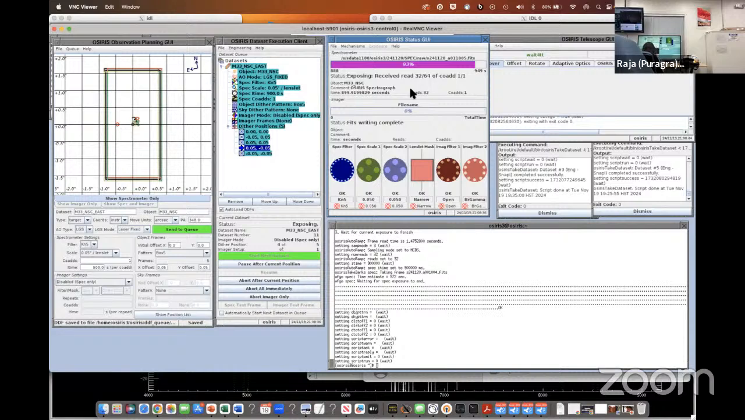Is 0.05 arcseconds, these offsets for the dither positions? Are these in arcseconds? Yeah. So 0.05, yes.